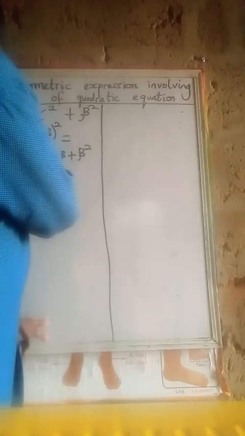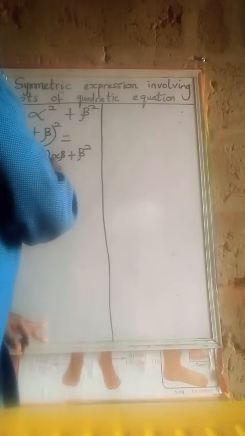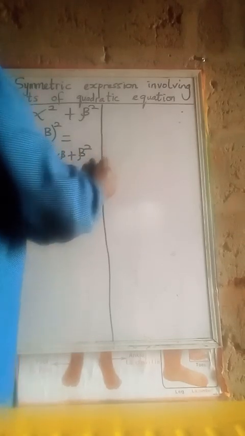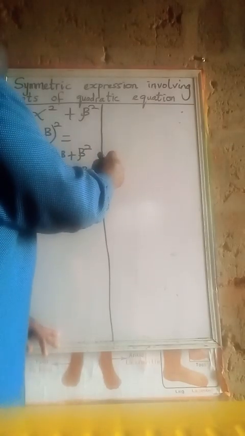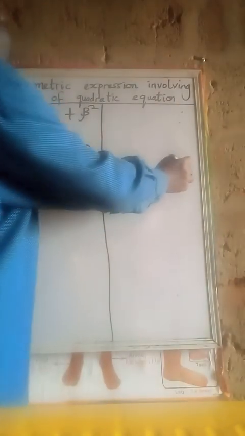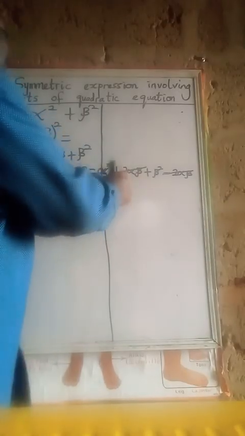Now let us do that. Alpha plus beta all square minus 2 alpha beta is equal to, from this side too, alpha square plus 2 alpha beta plus beta square minus 2 alpha beta. Now, plus 2 alpha beta will cancel minus 2 alpha beta to become 0. Then we will be left with alpha square plus beta square.